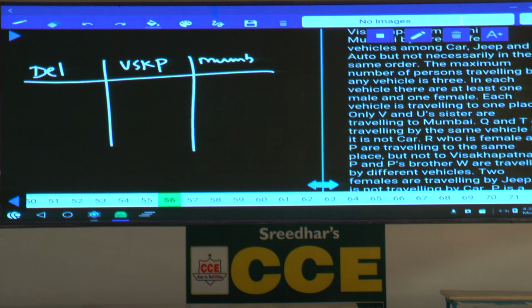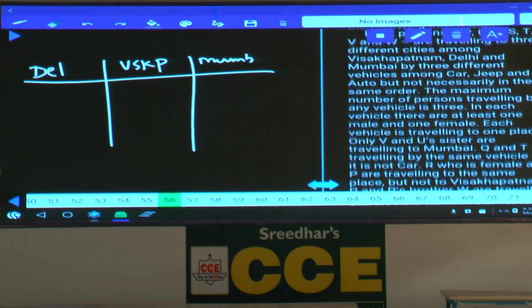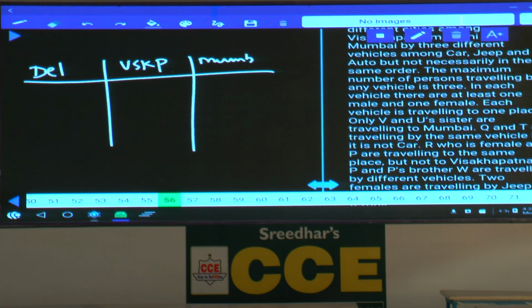Now, we need to identify who is going to which place and by which mode of transport. The maximum number of persons travelling by any vehicle is 3. How many persons are there? 8 persons. Maximum is 3, it cannot be more than 3. Hence 3, 3 and 2 must be the order. Through one of the modes of transport there are only 2 persons, and the remaining have 3 persons.